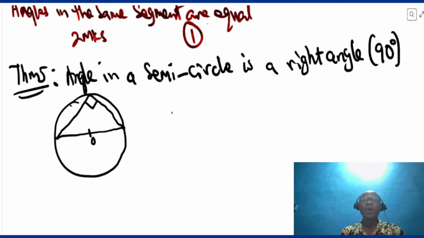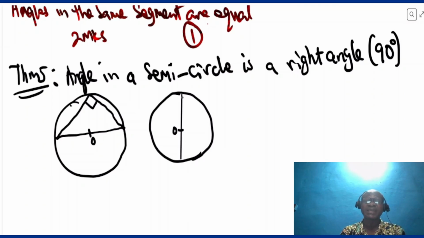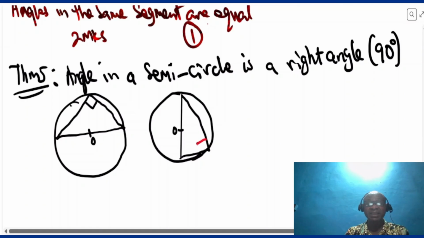Yes, sir. So what you'll be looking out for is that anytime you see a circle and there is a line at the center of the circle, the two ends of that line, that line is a diameter, and the two ends of that diameter are used to form an angle on the circumference, just conclude immediately without wasting time that the angle formed there is 90 degrees. Is that okay?